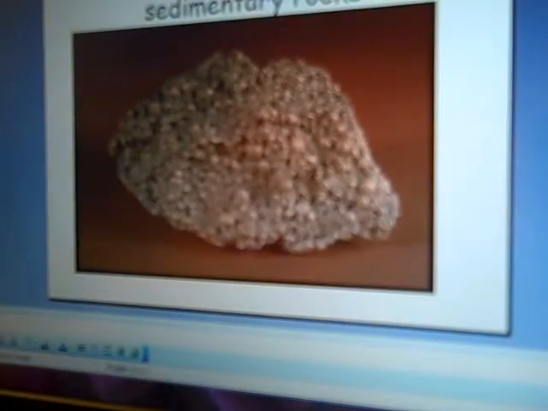Sedimentary rocks can show you fossils. Here's some preserved fossils in some sedimentary rocks. Usually based off of the texture, grain size is how we actually classify them.